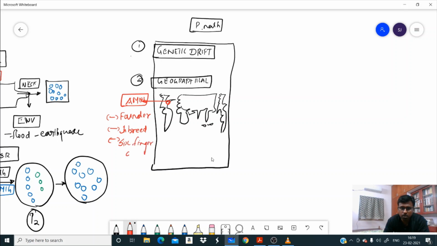So six-fingered dwarfism actually propagated in a large number. Why did this propagate in a large number? Because of the founder effect of a population selectively migrating from Europe to America, Pennsylvania, and breeding among themselves. And second example, they would have given something called Tristan da Cunha.